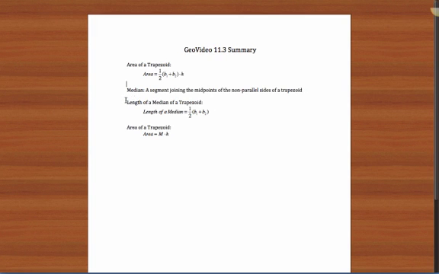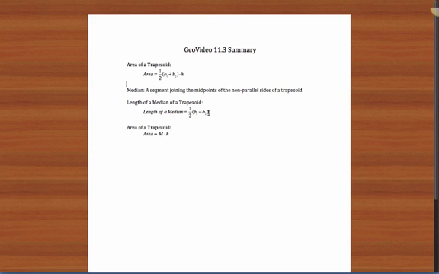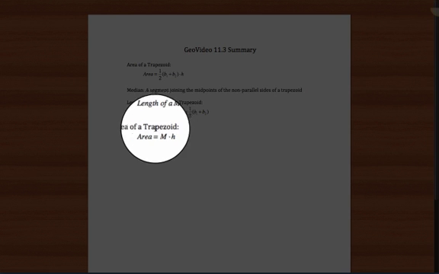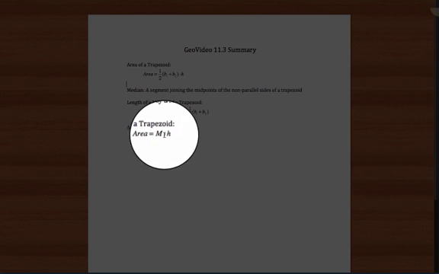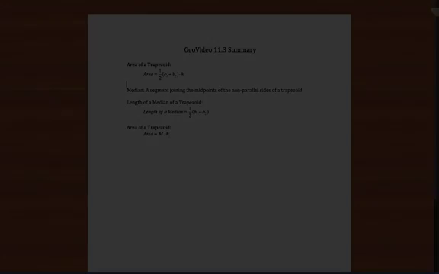So the length of the median is simply found by taking the average of the bases, or 1/2 b1 plus b2. That gives us a second formula for the area of a trapezoid. We can simply substitute the median in for the average of the bases, so the area can also be considered as median times height. So there's 2 formulas that you should have in your notes, and add them to our formula sheet.